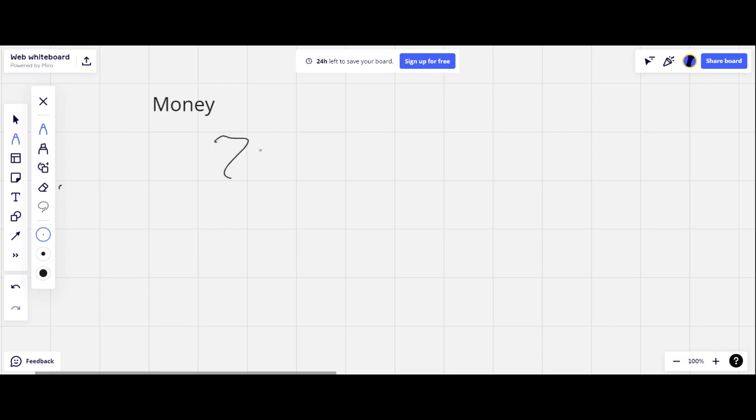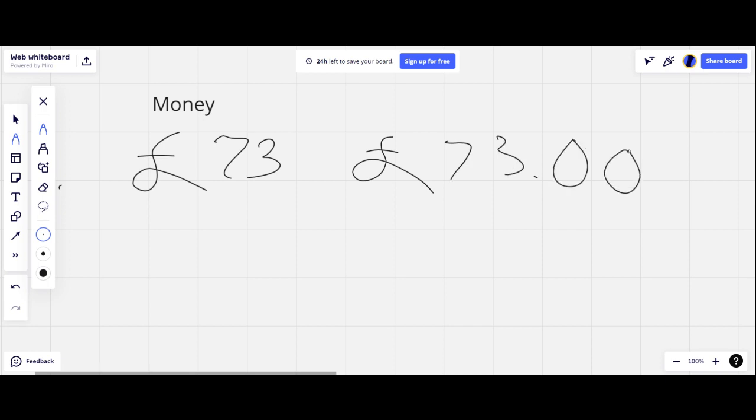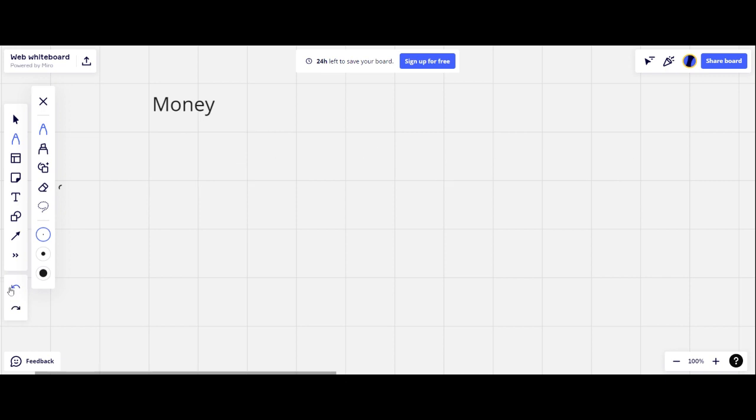So £73 is the same as £73.00. So you can write £73 as £73.00 or £73. It basically makes no difference to your answer in a question.